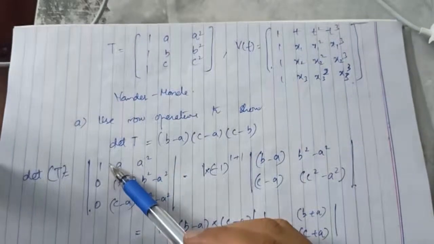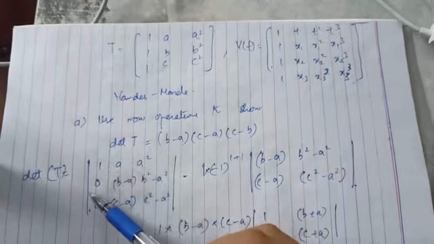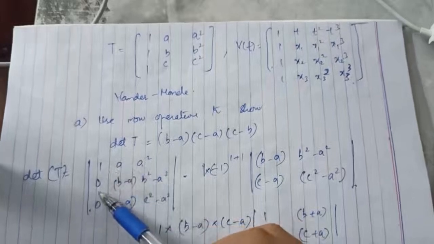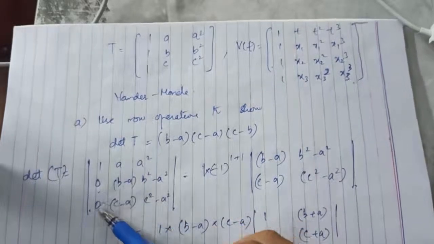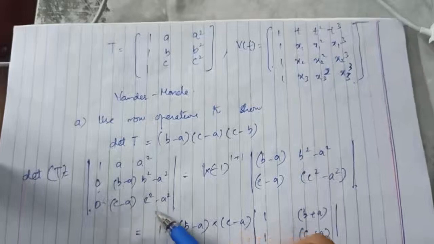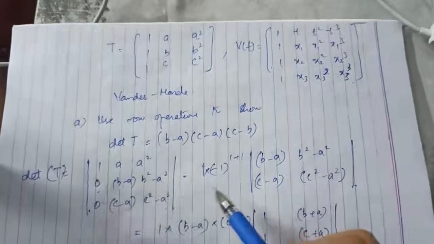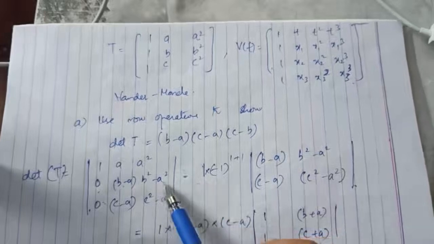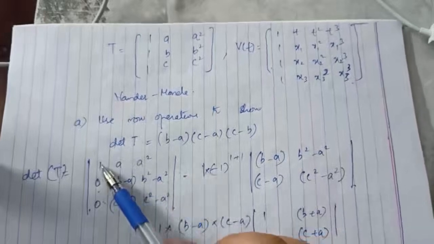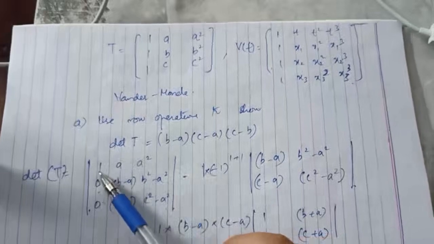So when I did the first operation, I got here 1, A, A squared, and subtracting the first row from the second row, 0, B minus A, B squared minus A squared. Similarly, if I did the same with the third row, it comes 0, C minus A and C squared minus A squared, right? And then when I actually opened it up, did the cofactor expansion from this point here, right?